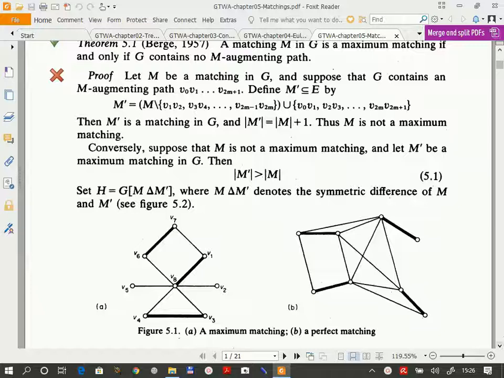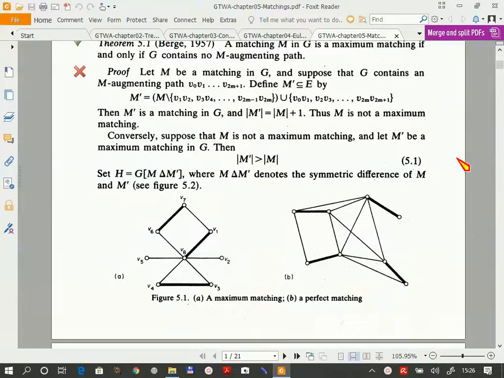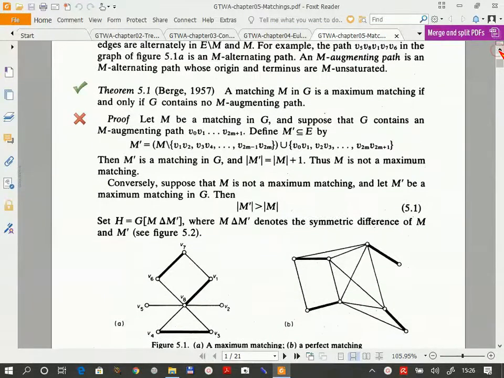No, I can see above, so V5, it's here, and then V8. V5, V8 is not in M. V8, V1 is in M. V1 with V7 is not, V7, V6 is in. And so you alternate not being inside the matching. Okay?